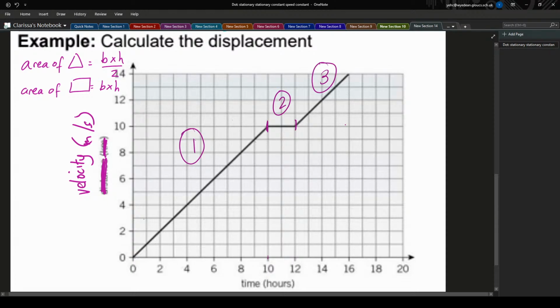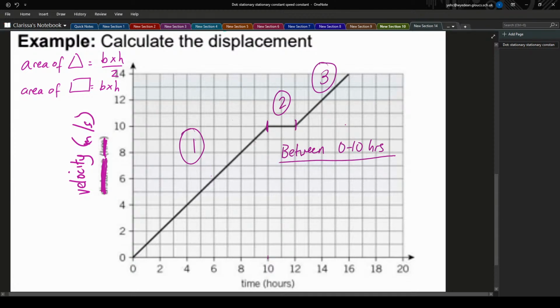So, between 0 and 10 hours, what is happening? Well, the velocity is going up over time, and it's going up via a straight line, meaning it's going up at a constant rate. So velocity is increasing at a constant rate.